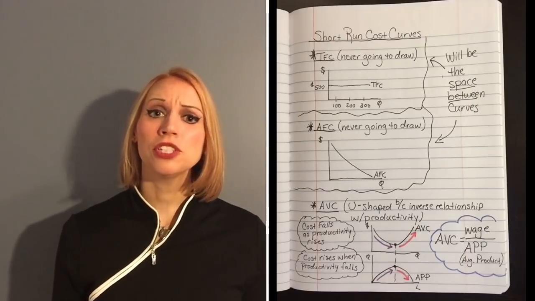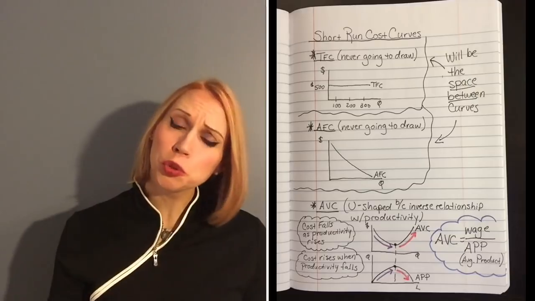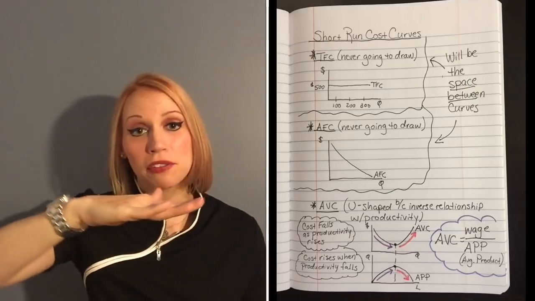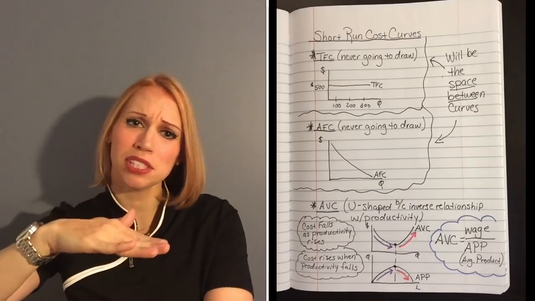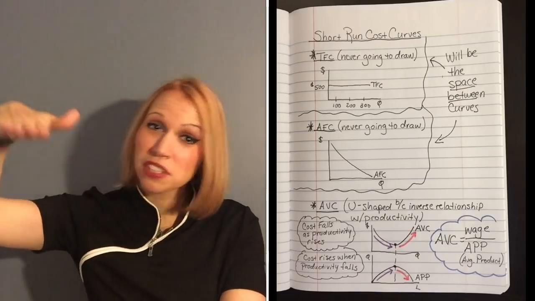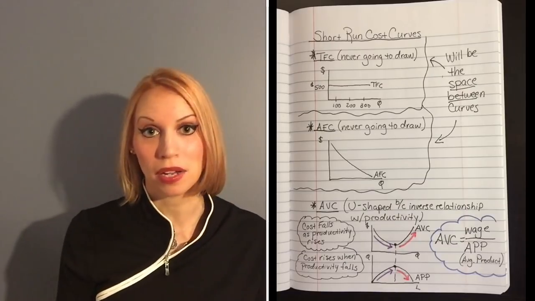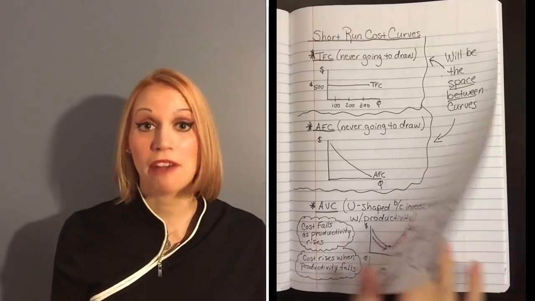So our average variable cost is a U-shaped curve. It's going to go down at first when our average productivity rises, but when our average productivity turns and falls, our average variable costs are going to turn and skyrocket. Well, that's going to be the same for average total cost. Average total cost also goes down and then turns back up. It's going to be a U-shaped curve as well.